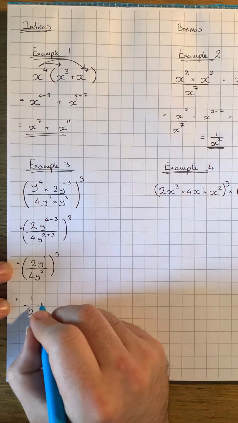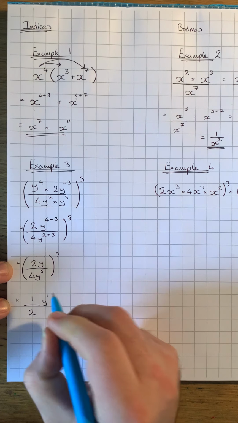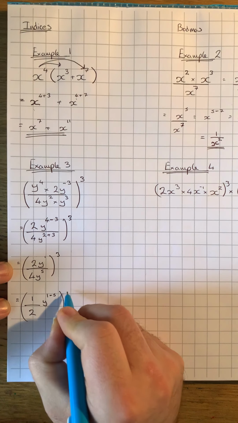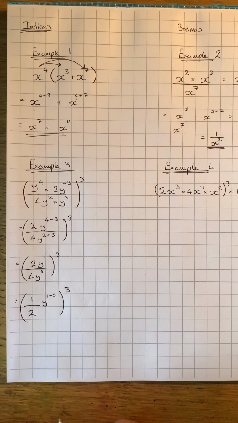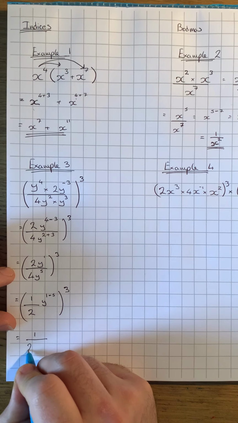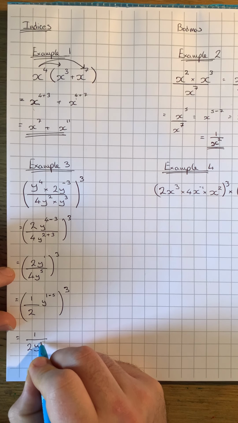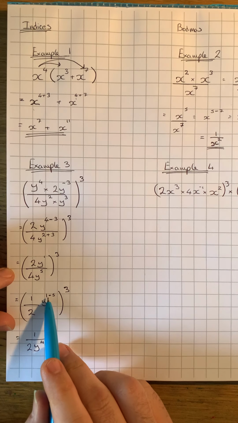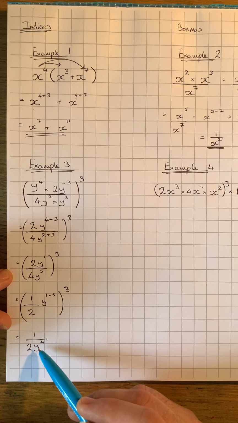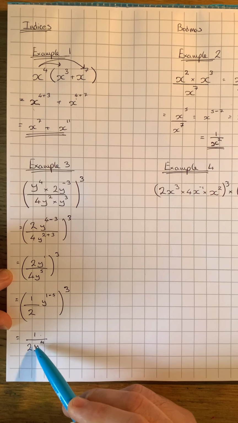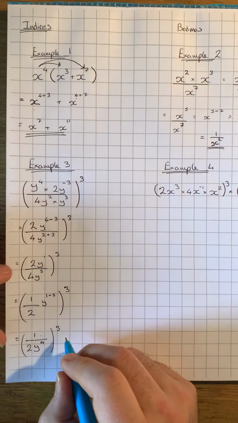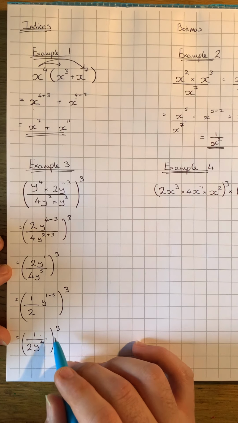And then we've got y to the 1, and we're going to take away the 5 there, and that's still all to the power of 3. So we get 1 over 2y to the 4, because when I do 1 take away 5, it's going to give me negative 4 on the top. So we bring it down to the bottom for 2y to the positive 4, still all to the power of 3. And then we do the power rule.